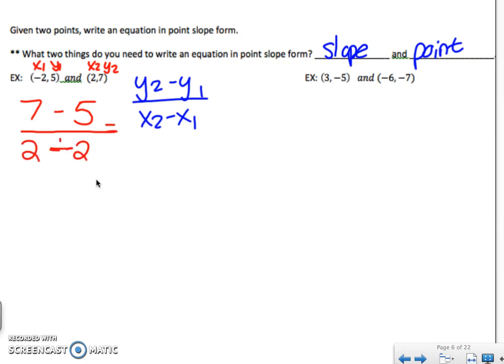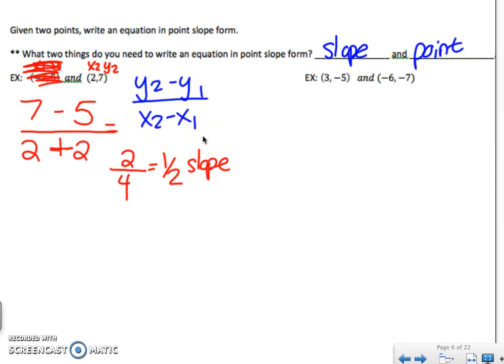I know this is going to become a plus, so 7 minus 5 is a 2 on top over 4, which reduces to a half. So 1/2 is going to be my slope. So now you get to pick any point you want. I'm going to pick the positive point because I think that's easier, and I'm going to write it in point slope form.